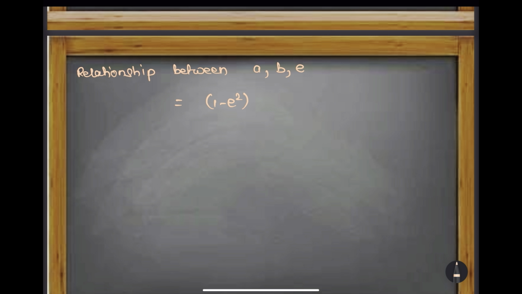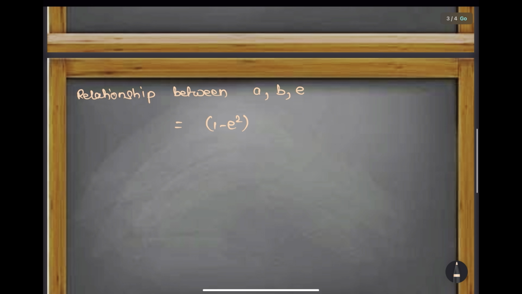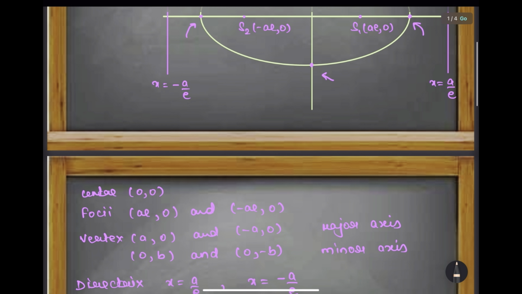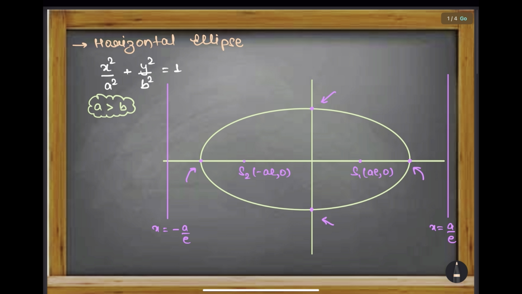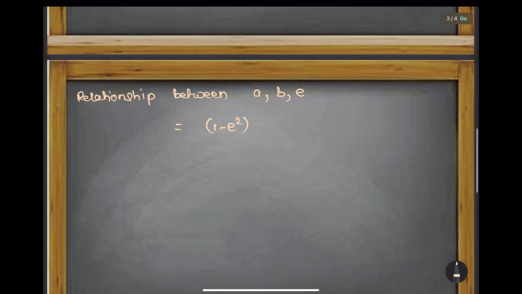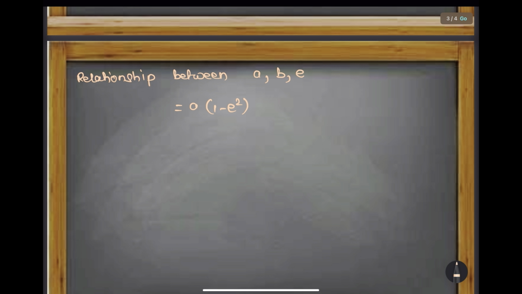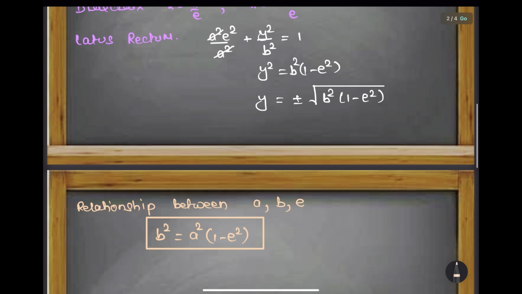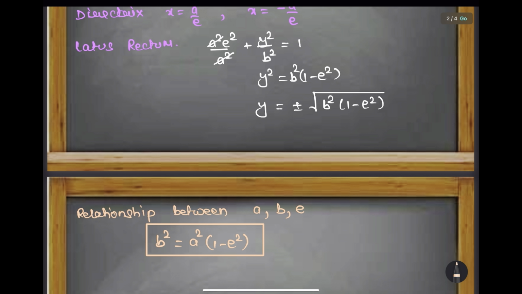Now try to judge a and b. You know that a is bigger in this case. The thing which is bigger will go inside. The thing which is bigger will go inside. So a is bigger, so a square will get trapped between them. So this is the relationship between a, b and e. Is it clear? Now you can connect with this situation.